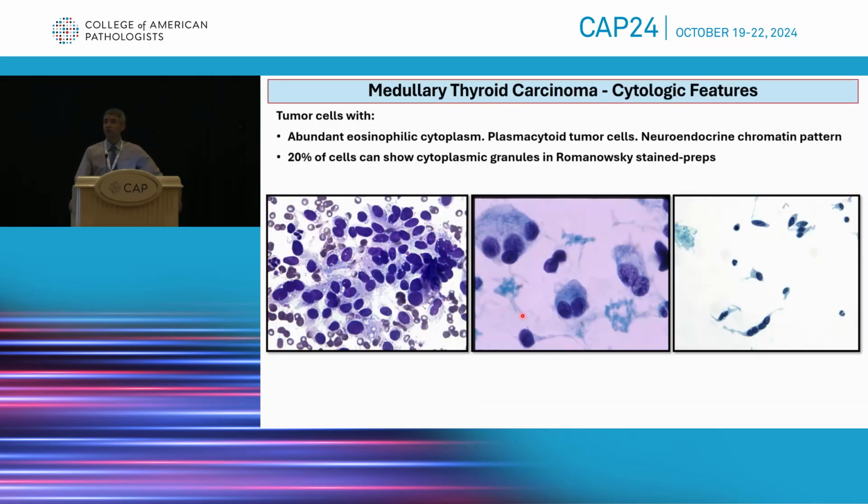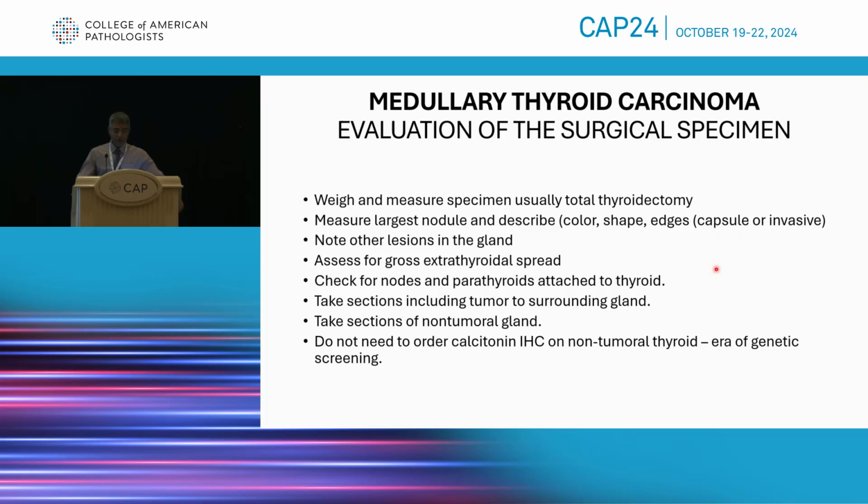These are the classic cases, which show plasmacytoid, multinucleated or binucleated cells, and sometimes you can even see spindle cells. When you do get a specimen which is tagged as medullary thyroid carcinoma, you will have to make sure that you are taking enough sections from the surrounding thyroid, because now the guidelines from the American Thyroid Association and even the European Thyroid Association are that if you on FNA call something medullary thyroid carcinoma, the patient should go under genetic screening. Because what we are seeing is more and more older patients are presenting with medullary thyroid carcinomas.